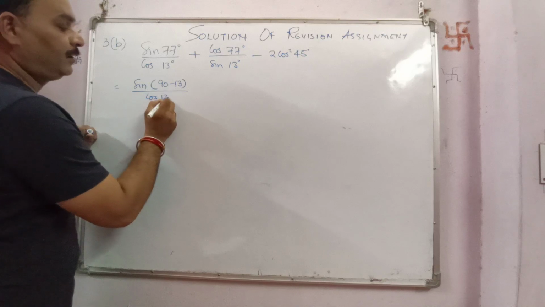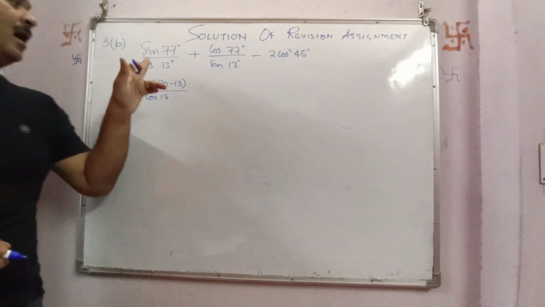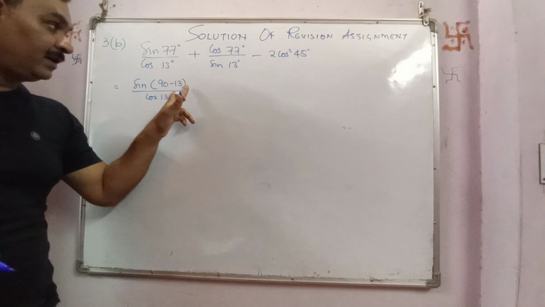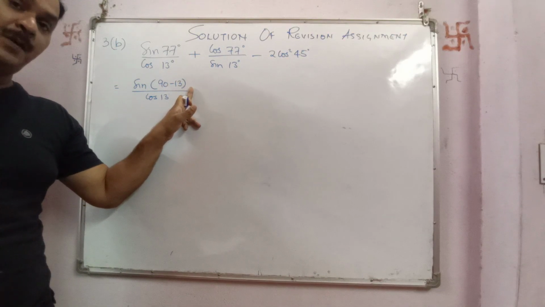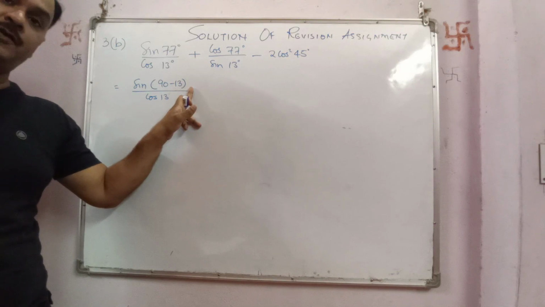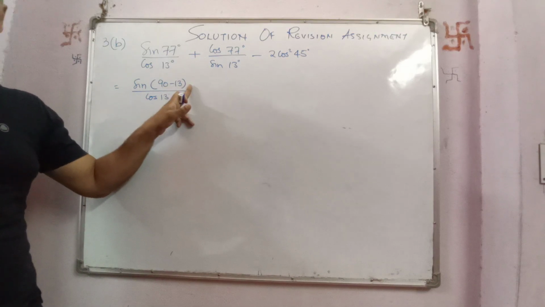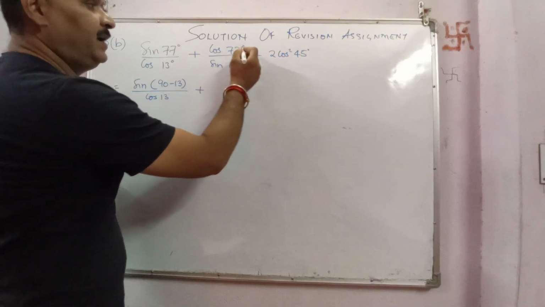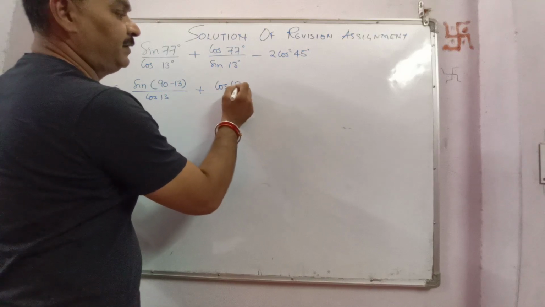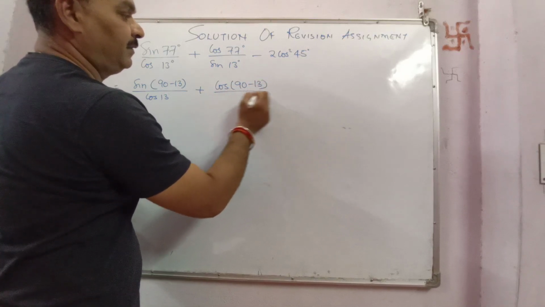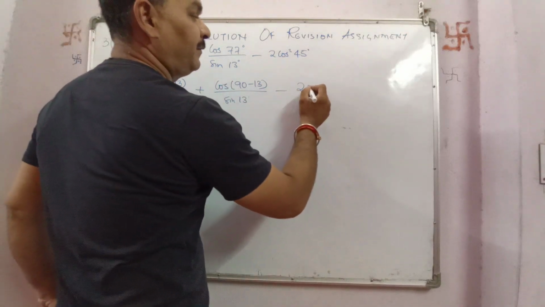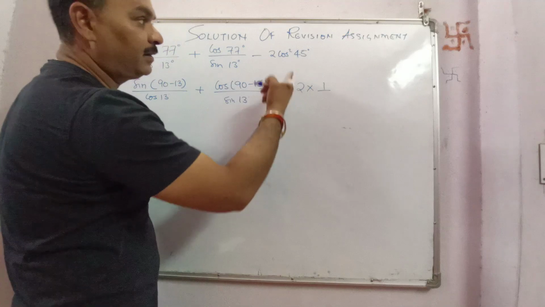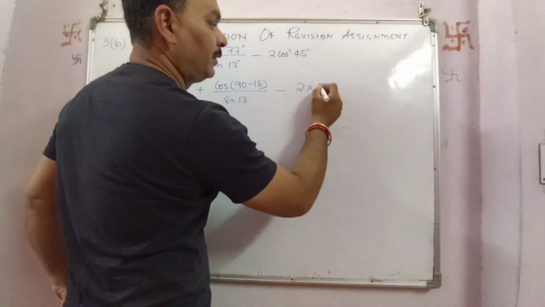So in place of 77, we can write 90 minus 13 upon cos 13. Now students, the important point here is, I've just written 77 in a different form. I didn't change the angle. This you have to remember. You are not supposed to change the question. If you change the question, you will get 0 straight away. Plus again 77 can be written as 90 minus 13 divided by sine 13.